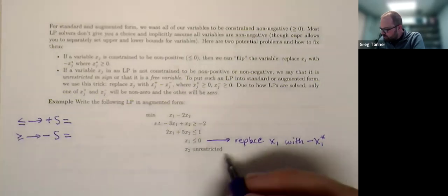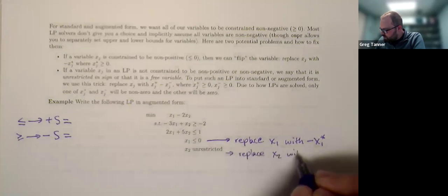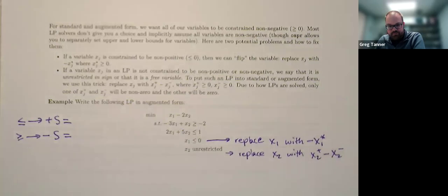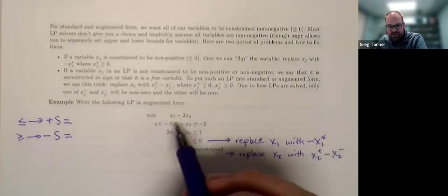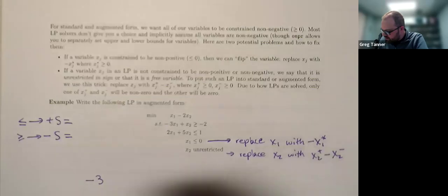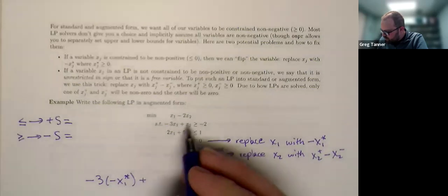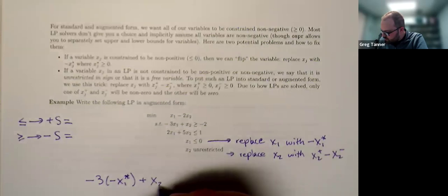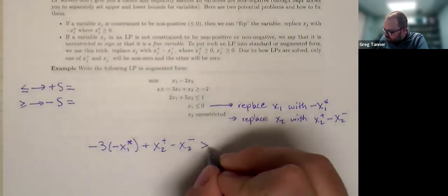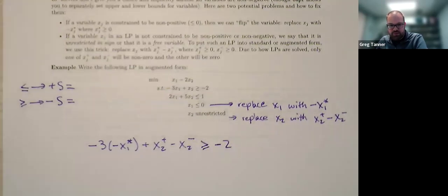And then x2 is unrestricted, and so we'll replace x2 with the combo of variables x2 plus minus x2 minus. Okay, and so let's just do those replacements into these two constraints and see what we have. So we've got -3 times x1, but we're replacing x1 with negative x1 star plus x2, and we're replacing x2 with x2 plus minus x2 minus. Okay, and that's going to be greater than or equal to -2. So we'll introduce the slack variables in a separate step. We'll do this in a couple steps.